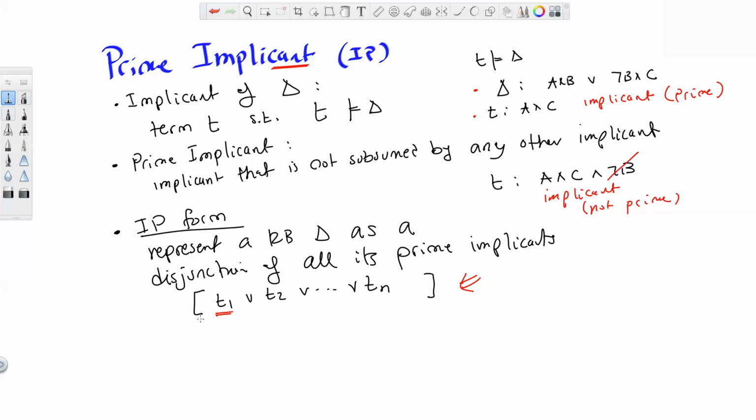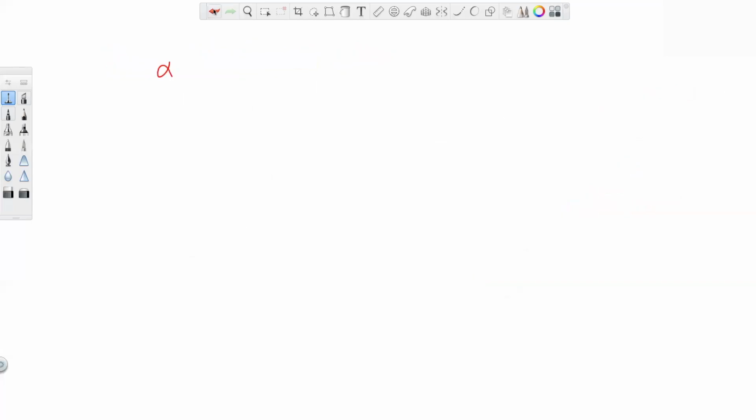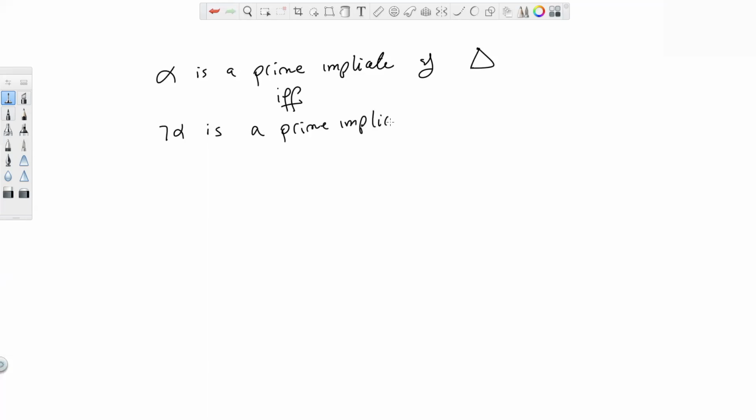Let me just end here with a couple of remarks on the relations between these guys, prime implicants and prime implicates, because they're basically dual. And the first thing that I want to say is that if you have, and let me start with a clean page here, if you have alpha as a prime implicate of a knowledge base delta, then this is if and only if not alpha is a prime implicant of not delta. Okay, so you've got this first duality here.